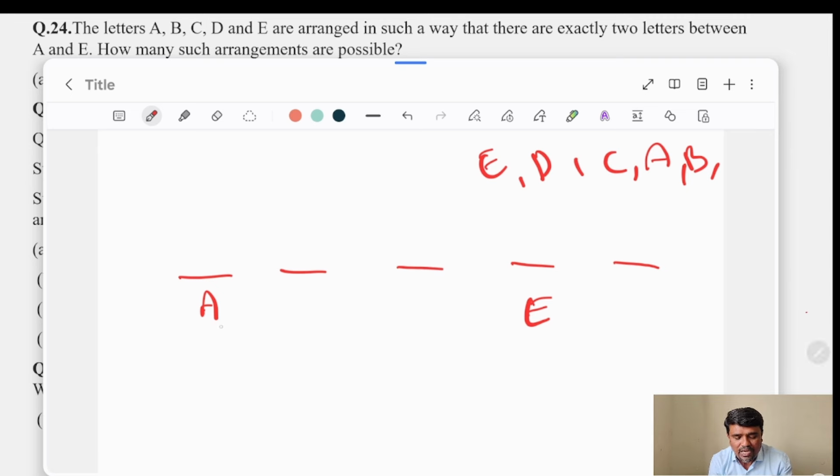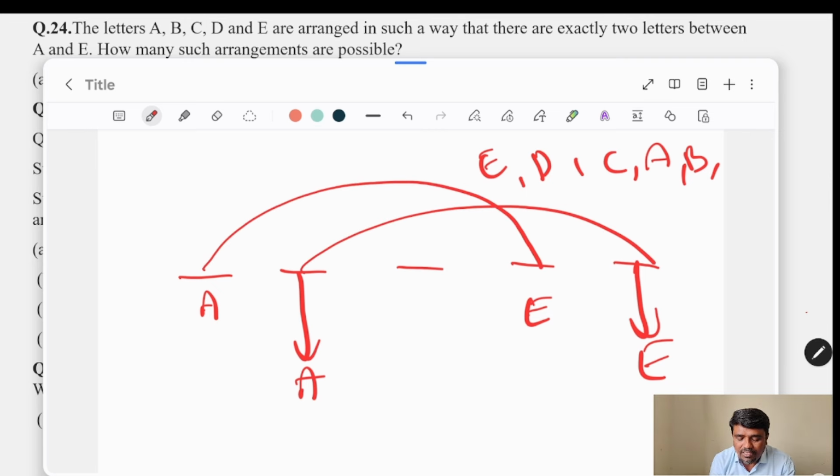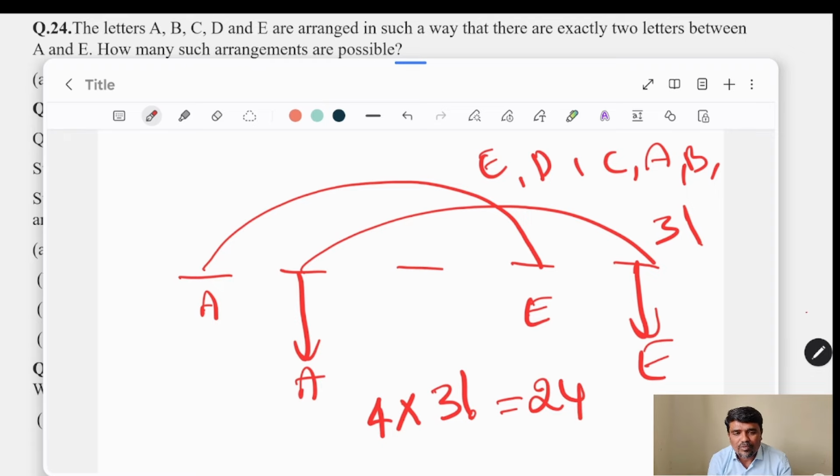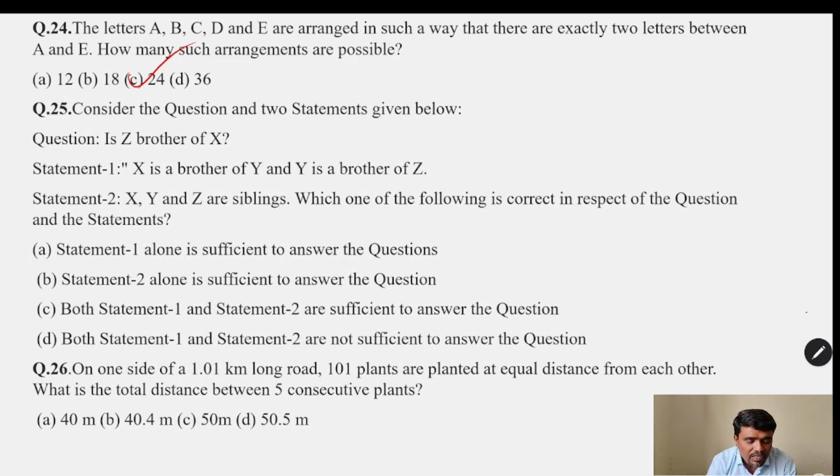My simple point is, if A is in the first position, E must be in the fourth position, since two letters should be in between. And if A is here, E should be here, and vice versa. E might be here, A might be here, but relatively the positions are like that. So this is the AE position. How many are there? This one and its interchange, so in total 4 positions for A and E. For the remaining places, 3 letters and 3 places, that is 3 factorial, which is 6. 6 into 4 is 24. So 4 into 3 factorial, the answer is 24. 24 possibilities.